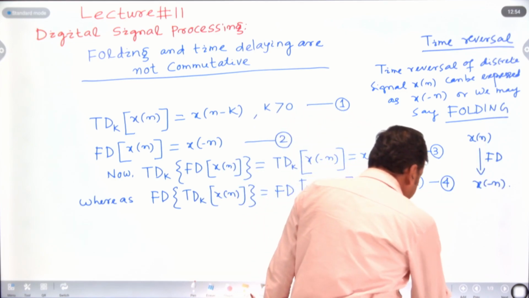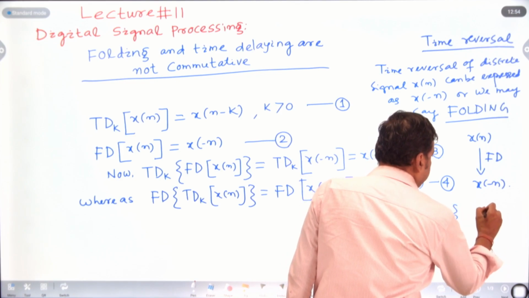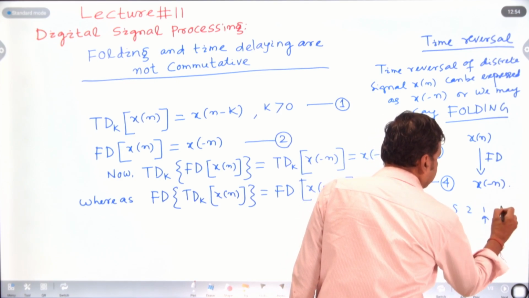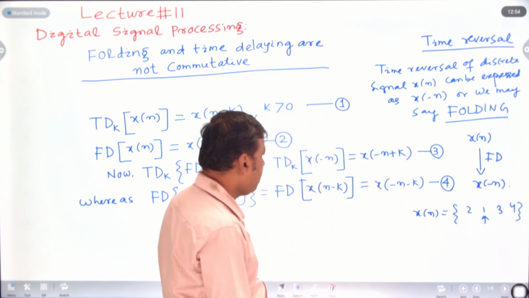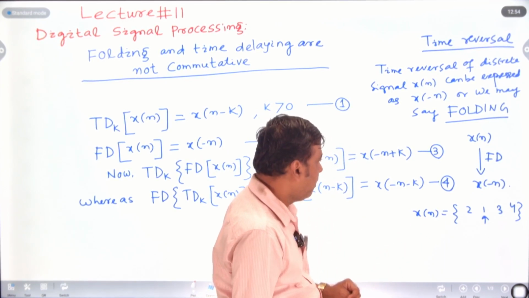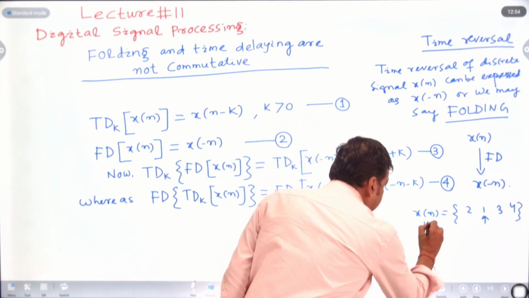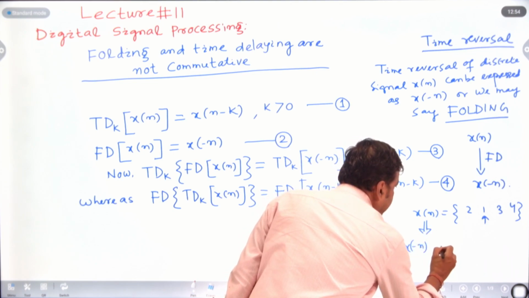Suppose x of n equals, for example, a sequence where this is your 2, this is your 3, and 4, like this. This is your x of n, and x of n is represented as this in a sequence representation. But what will be your x of minus n? In place of n, you put minus n.